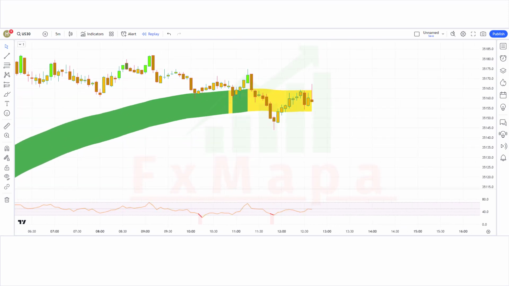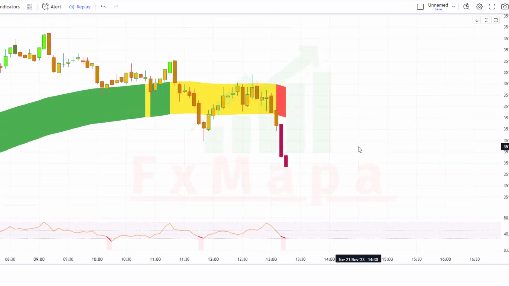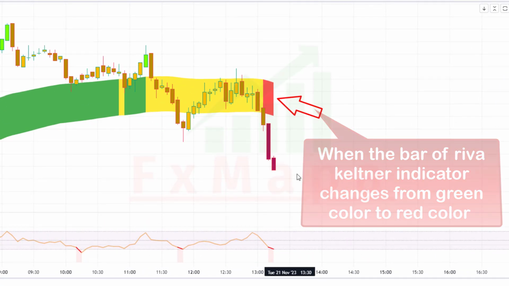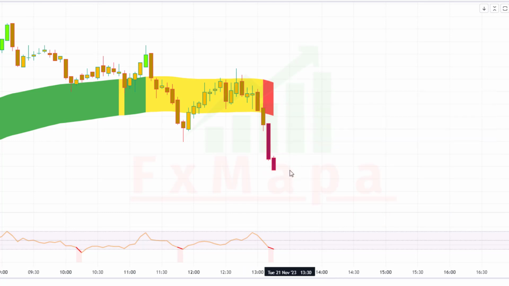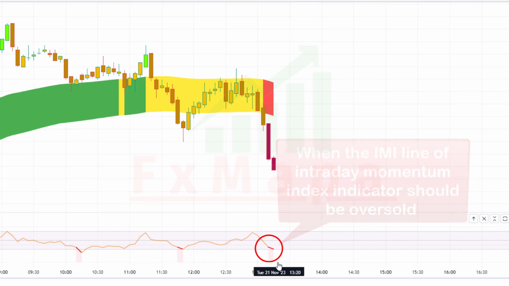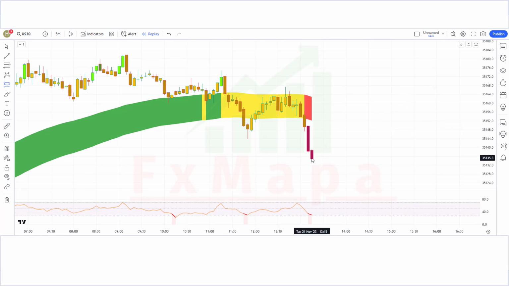Now, let's understand the concept where we will take buy and sell trades based on their conditions. When the bar of Riva-Keltner indicator changes from green color to red color, when the market forms a bearish candle, and when the IMI line of Intraday Momentum Index indicator is oversold, if this condition is fulfilled, then we will place a sell order.